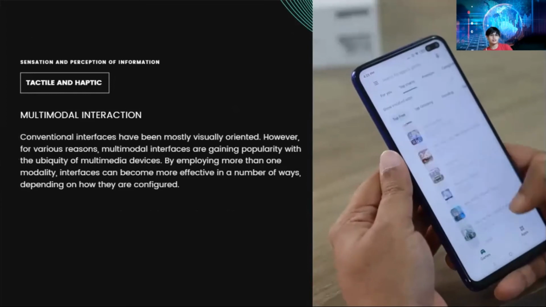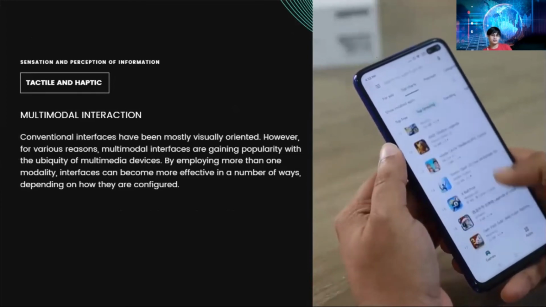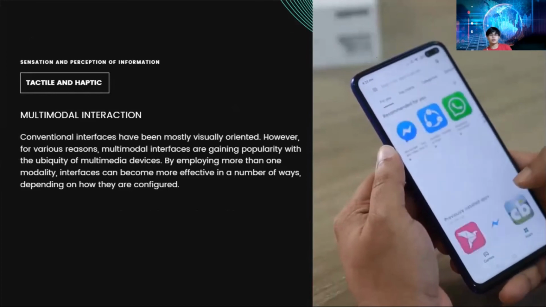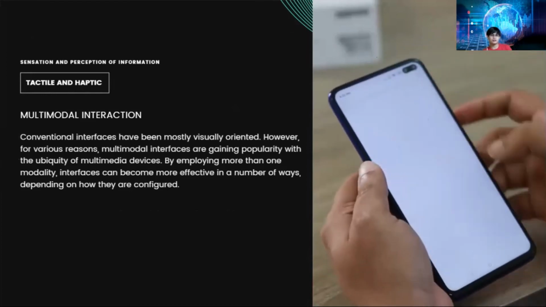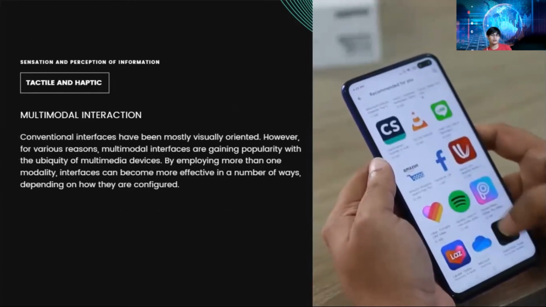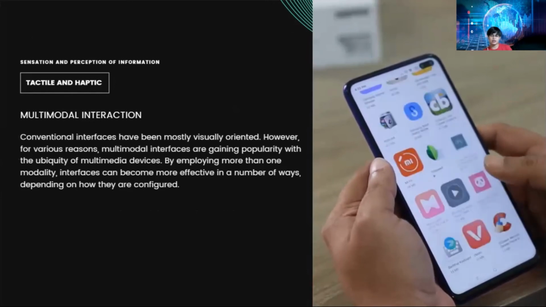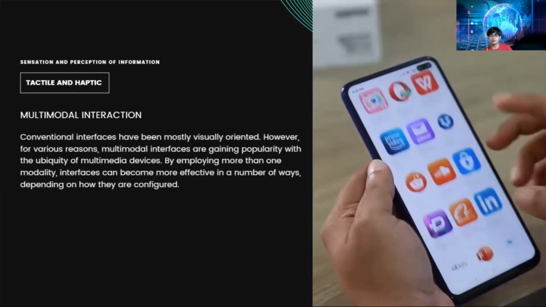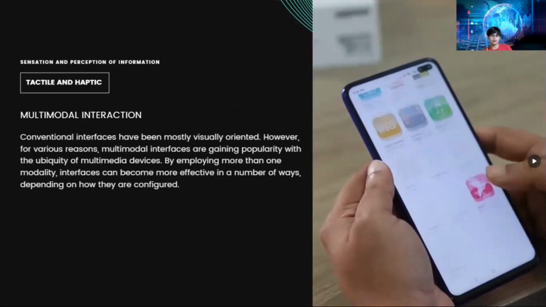Okay, next, the multimodal interaction. So conventional interfaces have been mostly visually oriented. However, for various reasons, multimodal interfaces are gaining popularity with the ubiquity of multimedia devices. So by employing more than one modality, interfaces can be more effective in a number of ways, depending on how they are configured. Okay?